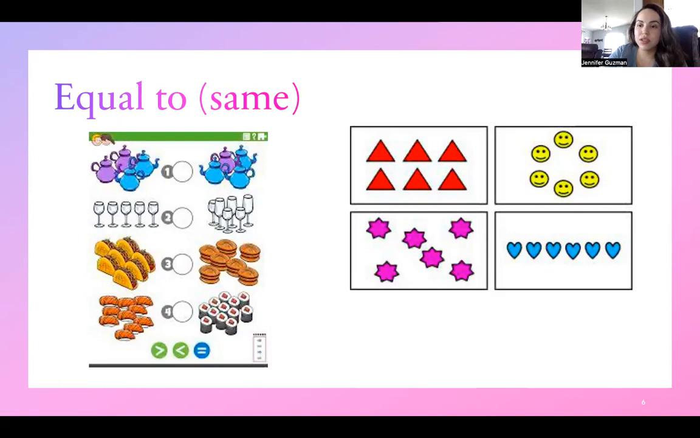So if there are groups of the same amount of objects or numbers, then that means that they are the same. Over here, we have some triangles, some smiley faces. So there are 6 triangles, 6 smiley faces. Therefore, they are equal. There are the same amount of triangles as there are smiley faces. And that's how I would teach it.